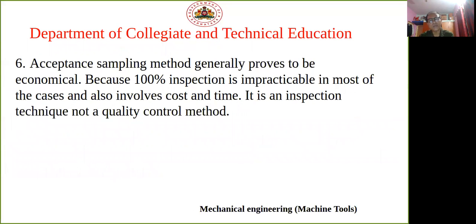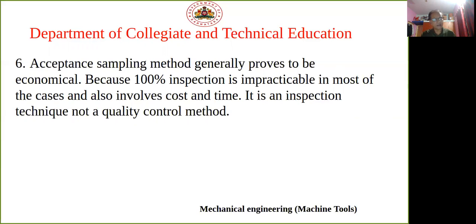The acceptance sampling method generally proves to be economical, because it is a method we use in mass production. As we know, in mass production a machine gives lots of products within no time, so it is impossible for us to inspect all the items in less time. That's why we go for acceptance sampling.